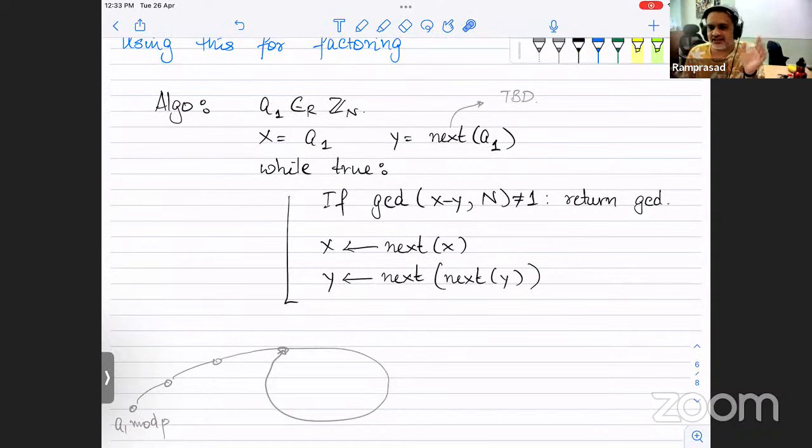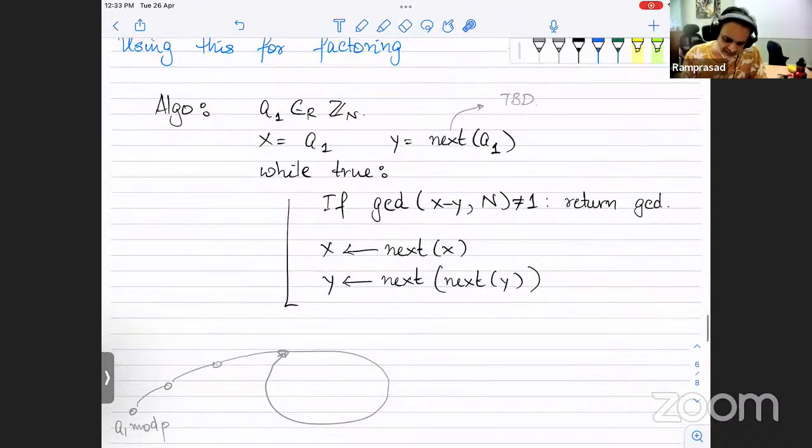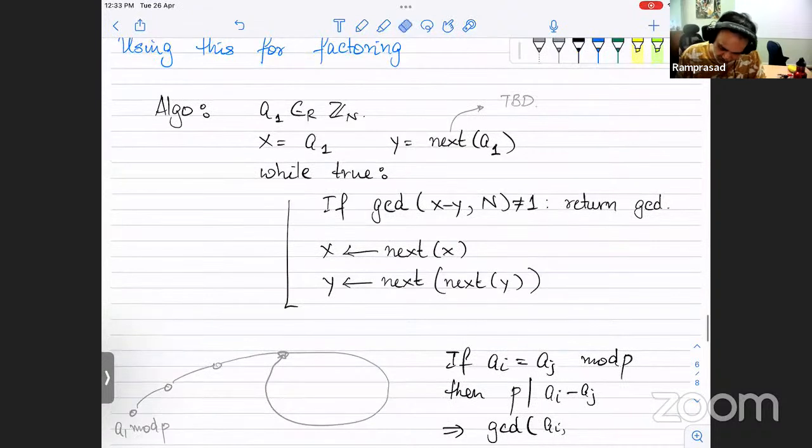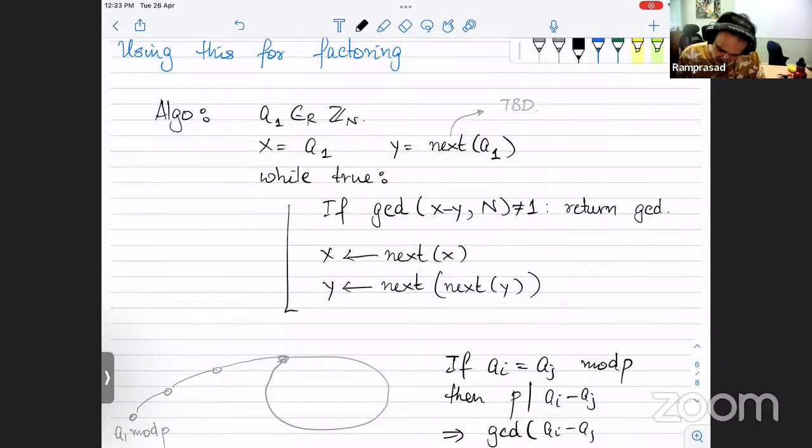And you're just hoping that when mod P things are the same, there is no reason for mod Q things to be the same. So hopefully, you actually get a non-trivial factor. Basically all I'm saying is that if Ai is equal to Aj mod P, then P divides Ai minus Aj, which implies the GCD of Ai minus Aj and N is not equal to 1.